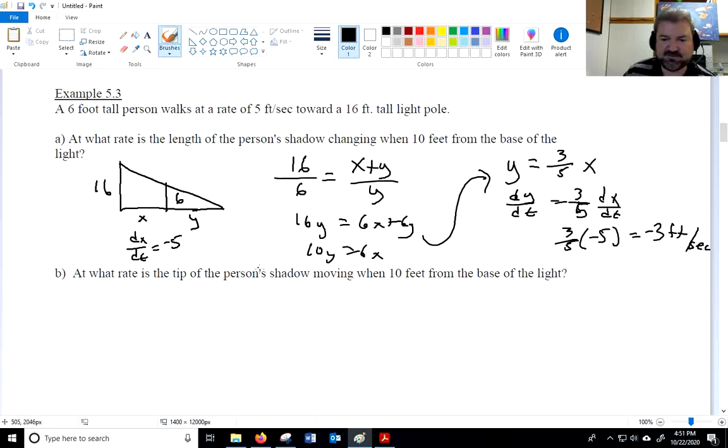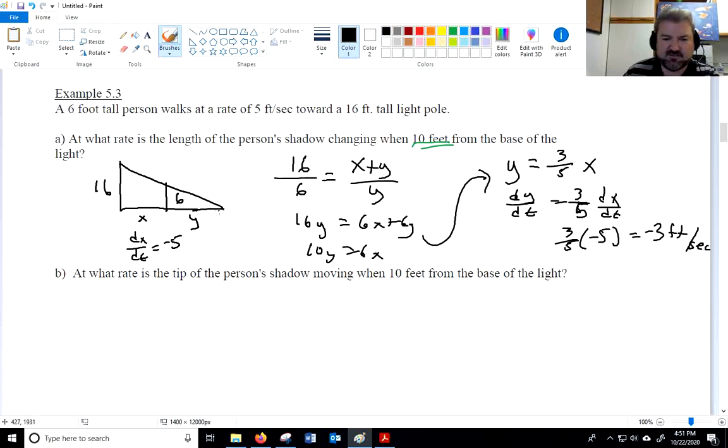At what rate is the tip of the shadow moving when 10 feet from the base of the light? Okay, that's a slightly different situation here. I should point out, by the way, that in that last question, we never used the 10 feet away. I mentioned that it's not dependent on x, so we didn't use it. We might need to use it here, though, so we'll wait and see.